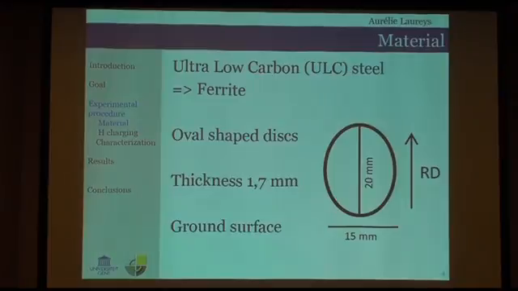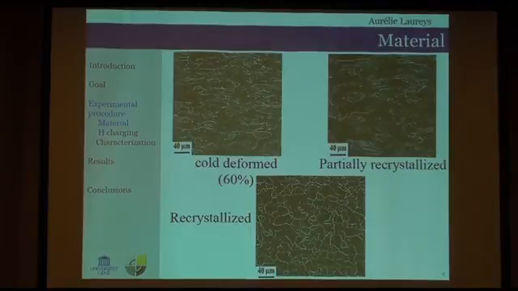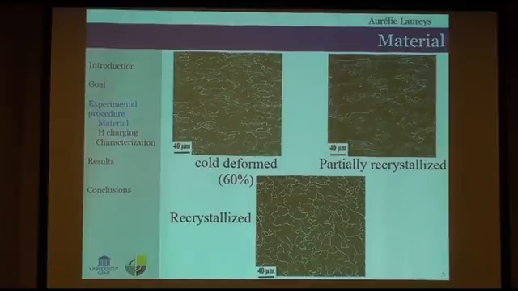So I use ultra-low carbon steel, with just a purely ferritic phase microstructure. We processed oval shaped discs from sheet material, and we worked with ground surfaces. We chose three deformation or material conditions. First we cold rolled the steel to 60% reduction, and from this cold deformed sheet we annealed to have a recrystallized microstructure, and then we also did another annealing treatment to have a partially recrystallized structure.